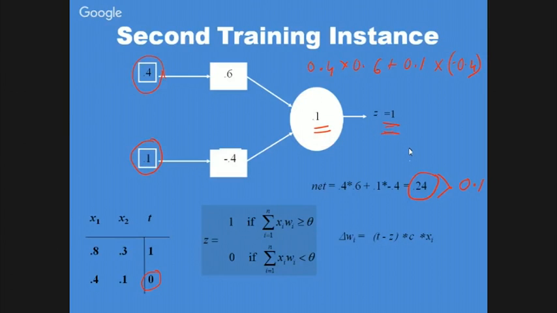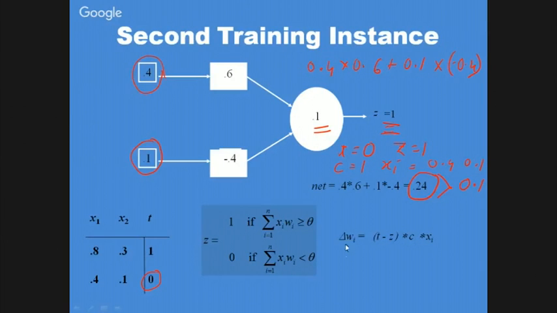T minus Z, that means T is your target. Now for example, in our case, T is equal to 0, Z is equal to 1, and C is your learning rate. Let us take C is equal to 1 also. The maximum value it can be is 1, that is your learning rate. And Xi we know, the first time Xi is 0.4 and another time Xi is equal to 0.1.